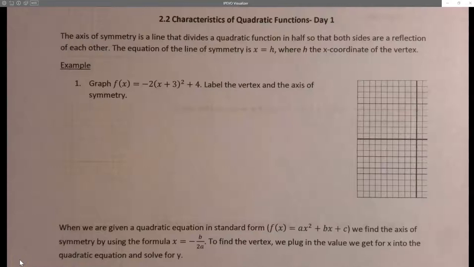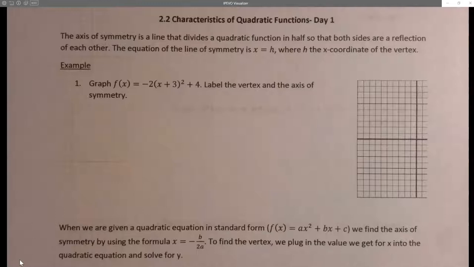Okay, so in today's video, we're going to talk about characteristics of quadratic functions. The axis of symmetry is a line that divides the quadratic function in half so that both sides are a reflection of each other. The equation of the line of symmetry is x equals h, where h is the x coordinate of the vertex. Before, we've seen h as the horizontal shift, moving the graph left or right. So when it moves the graph left or right on a quadratic function, it is part of the vertex.